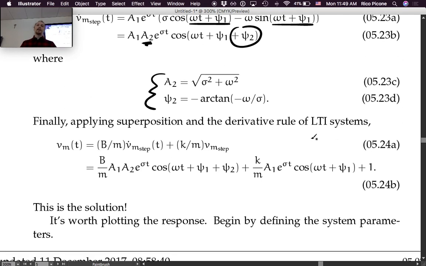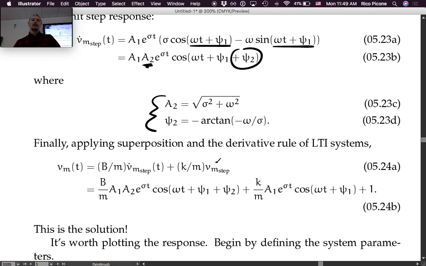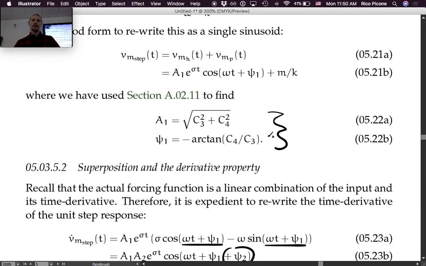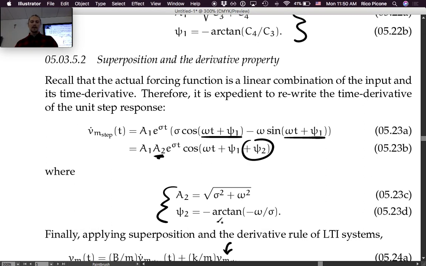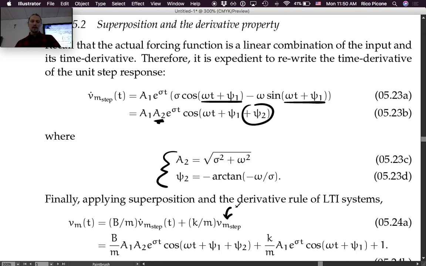Finally, applying superposition and the derivative rule of LTI systems, we're ready to go. Our solution for VM was found in 521b, so we know this from 521b. And now we know what VM step dot is, which is 523b.